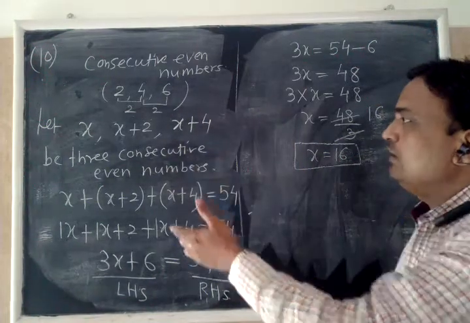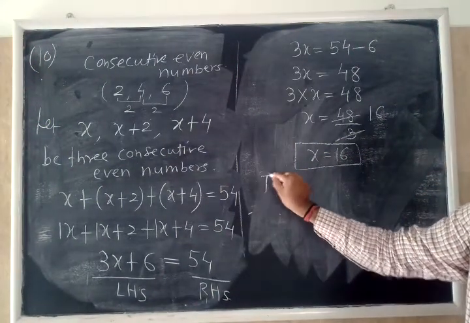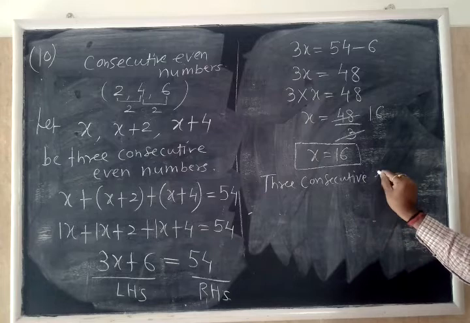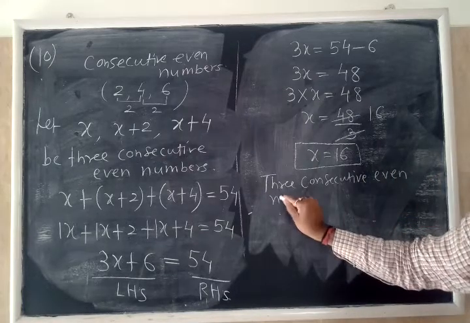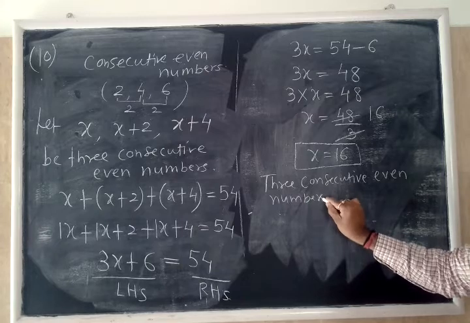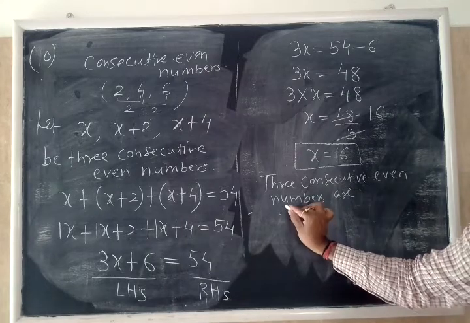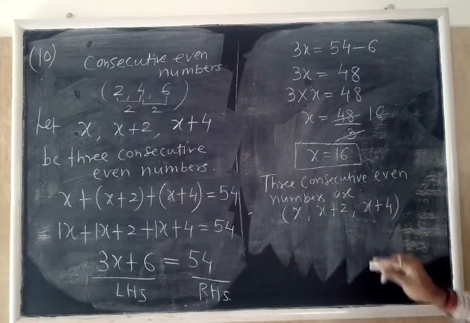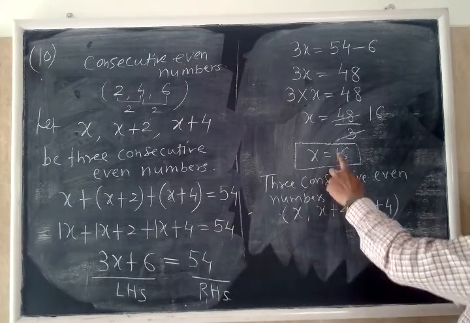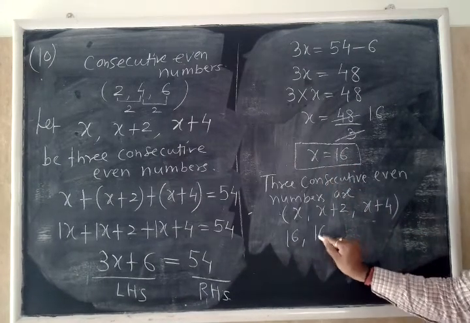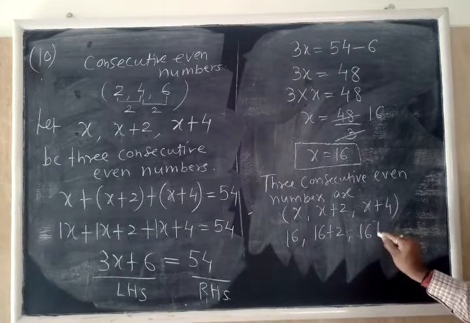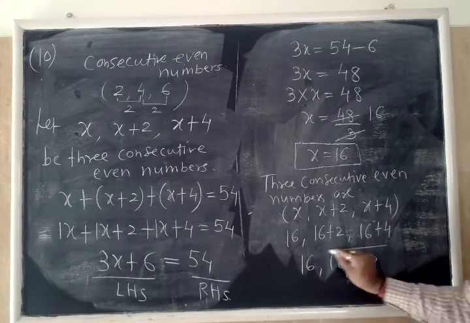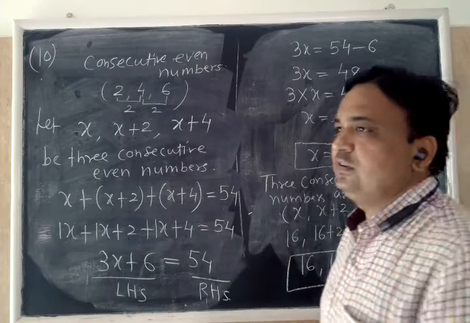So what are the three consecutive even numbers? x, x plus 2, x plus 4. Now put the value of x. What is x? 16, comma, 16 plus 2, comma, 16 plus 4. So what is that? 16, 18, 20. So these three are consecutive even numbers, whose sum is 54.